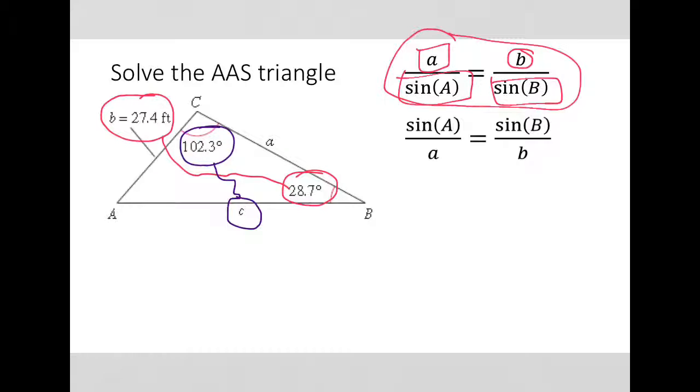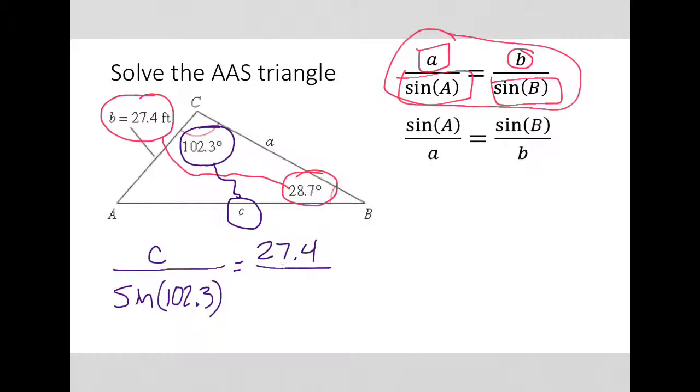So since we're trying to find side C, I'm going to put my unknown value C in the numerator. And I have to divide it by its opposite piece of information, which is the sine of the 102.3 degree angle. That will be equal to, notice since I put the side in the numerator on that ratio, the right side of my equal sign also has to have the side in the numerator, and the side I know is 27.4 divided by the sine of the angle I know, sine of 28.7. Because now all I have to do to get C by itself is multiply up by the sine of 102.3 on both sides.